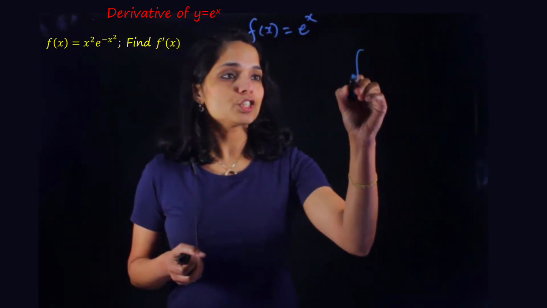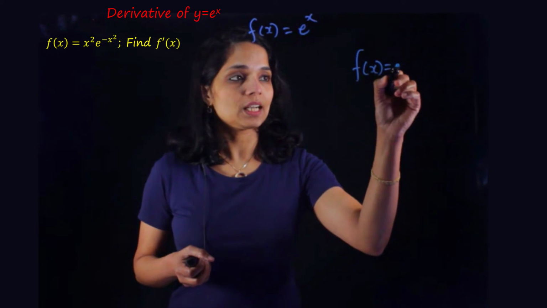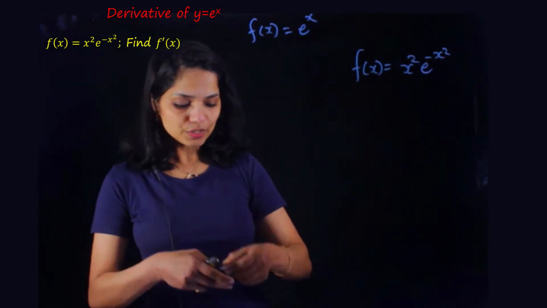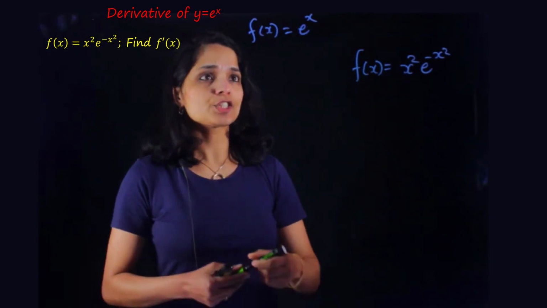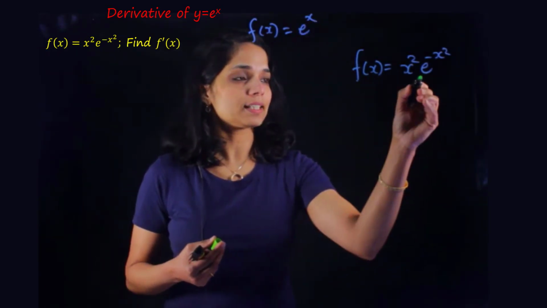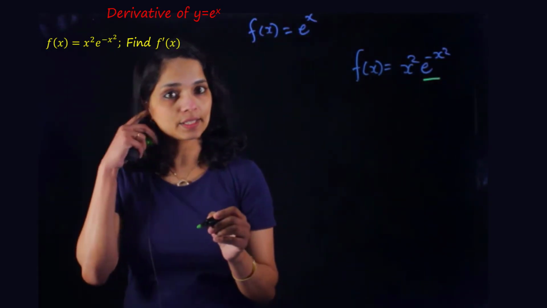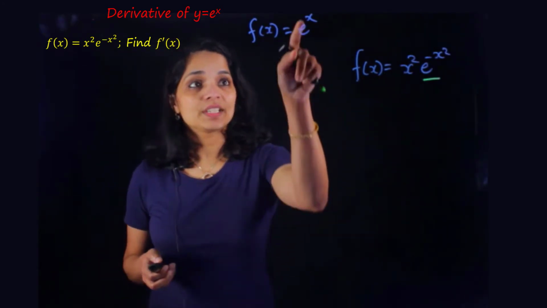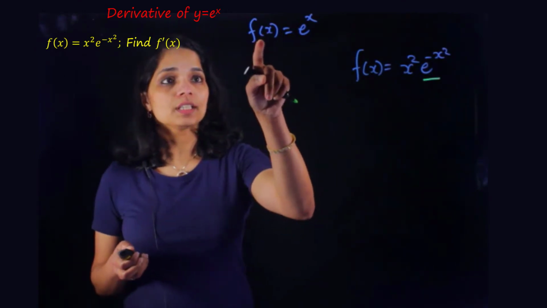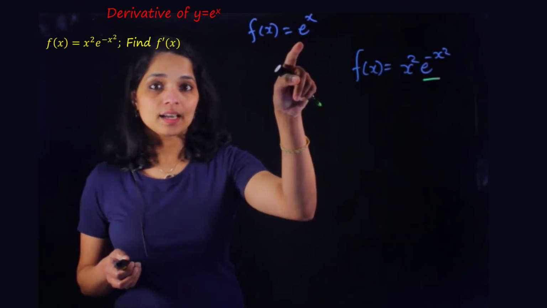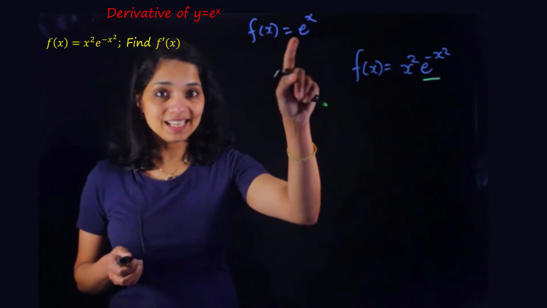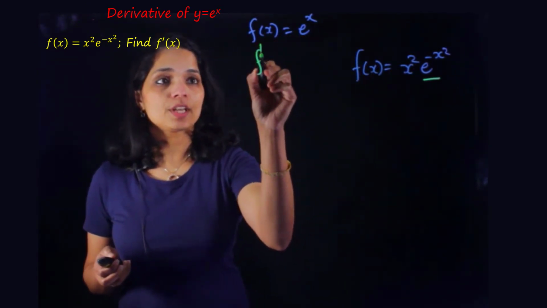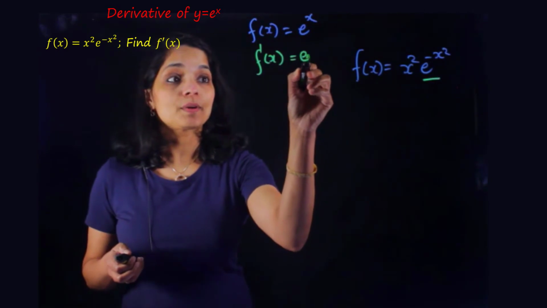The function I'm going to choose here is x² e^(−x²). So this has an exponential function, e to the power minus x squared. We need to know the derivative of this function. If the function is an exponential function with base e, then the derivative f'(x) is e^x itself.